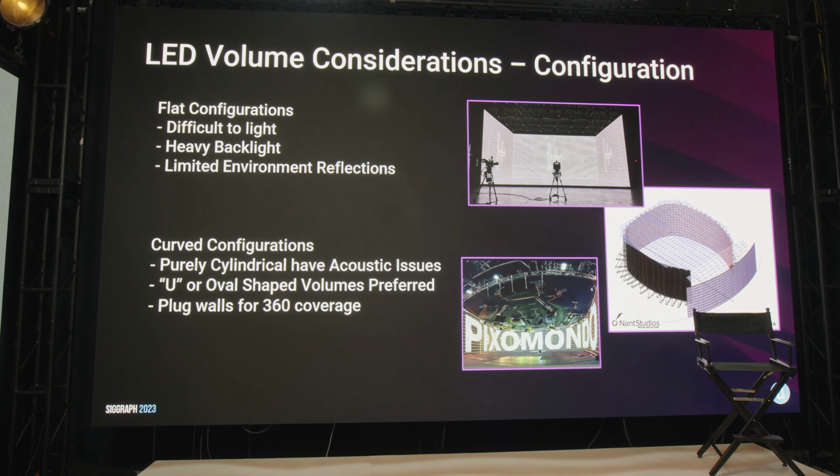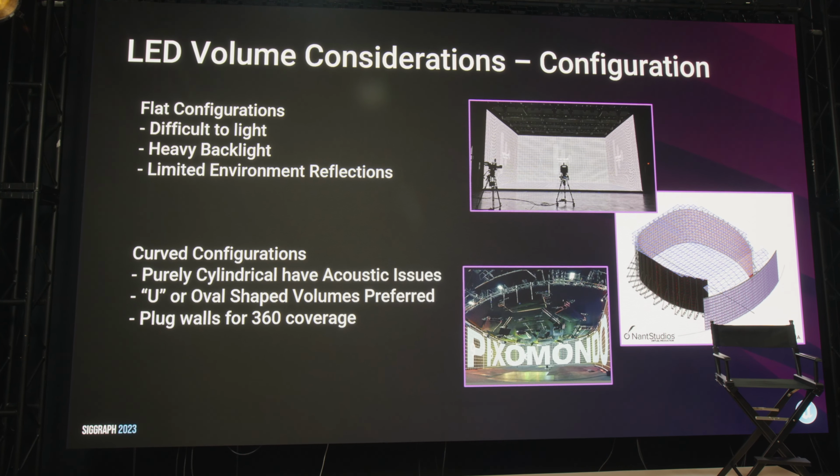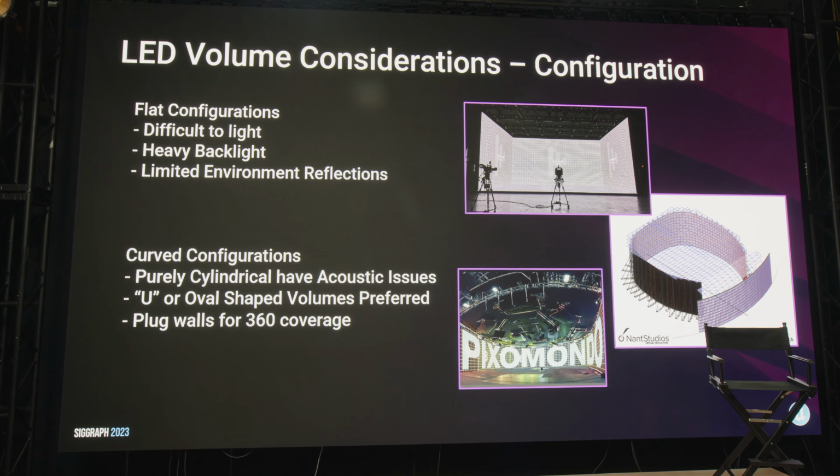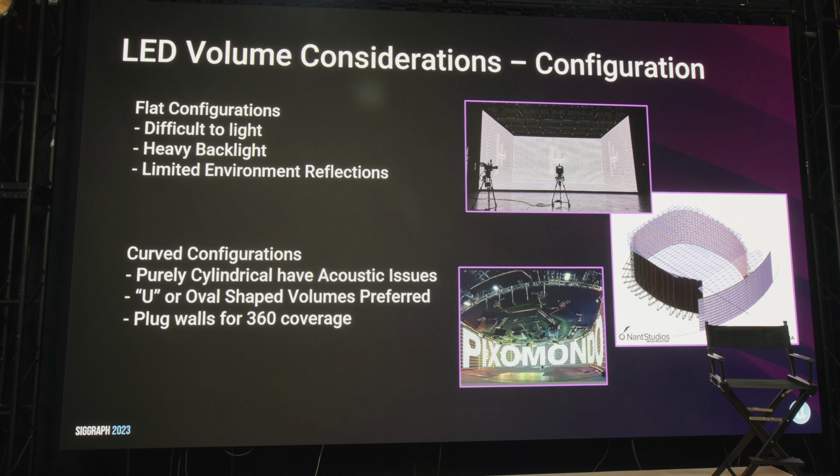All right, so things to consider as you go through LED wall volume considerations. Your configuration here, you want to make sure you're going to work with either a flat configuration. Those have limitations, so be aware of how to light them. Notice we have a ton of lights in here today, so flat wall configurations do need to be worried about that, because you get reflections and bounce that are going to show up on camera. Make sure you've got heavy backlight and limited environment reflections.